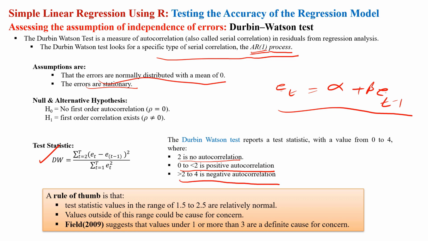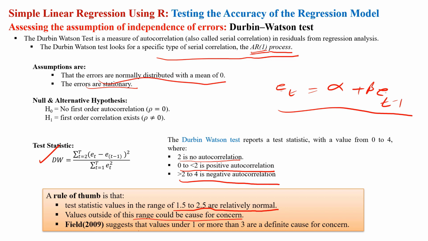Okay, so normally the rule of thumb is if the Durbin-Watson test statistic is lying between 1.5 to 2.5, then we will say it's relatively normal. So that means there is no need to worry, which means there is no autocorrelation. If values are outside this range, that is a cause of concern.